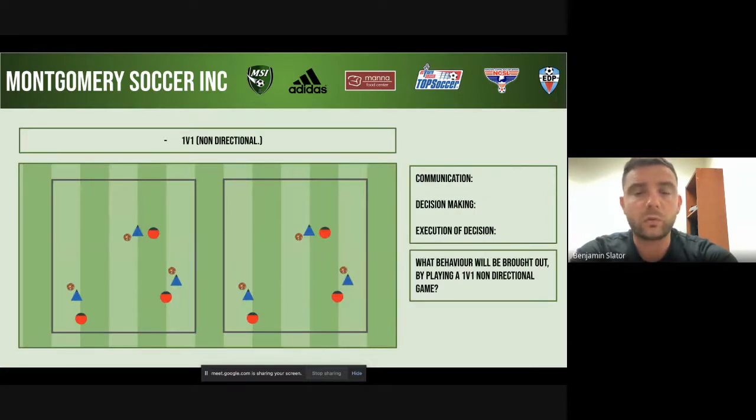So 1v1 non-directional game. So communication, just so there's a quick catch up for everyone that maybe hasn't been on here or needed a quick reminder, is the interaction between the two teams. So the communication currently between the two teams is 1v1. But what do I mean by non-directional? What does this mean?